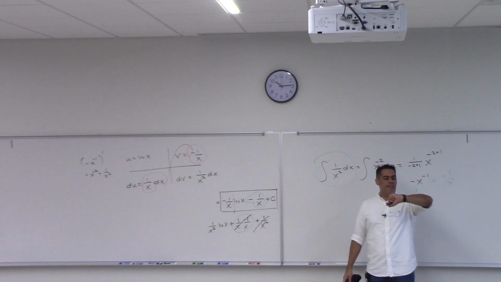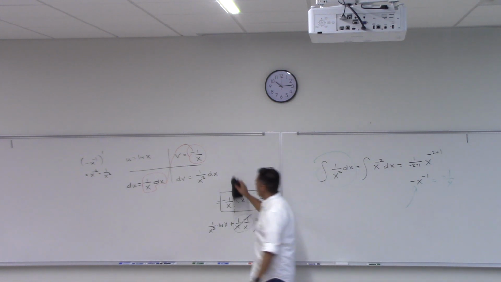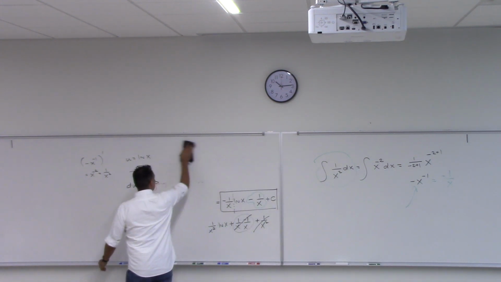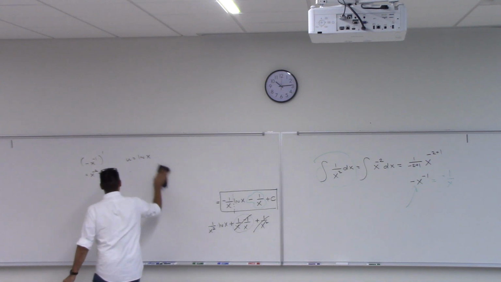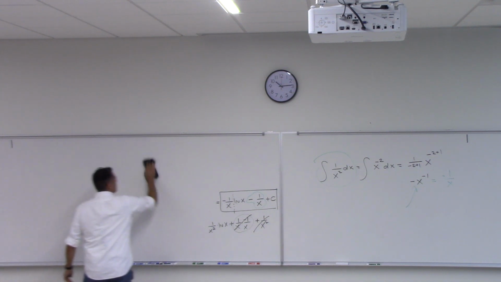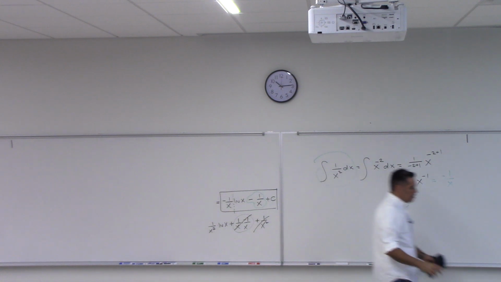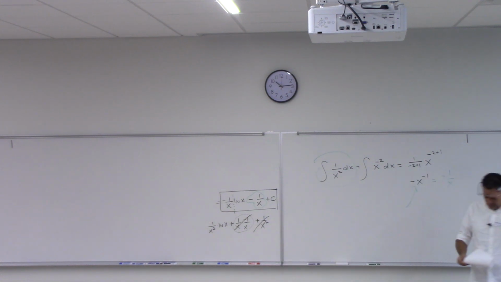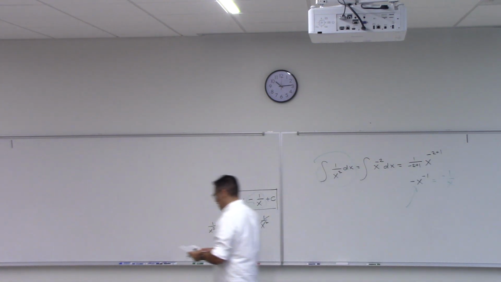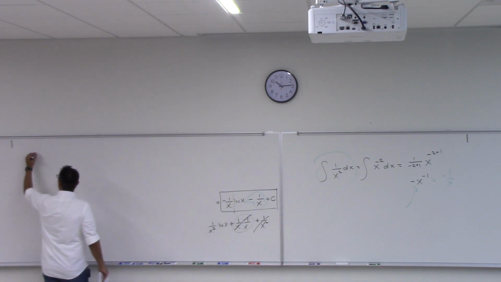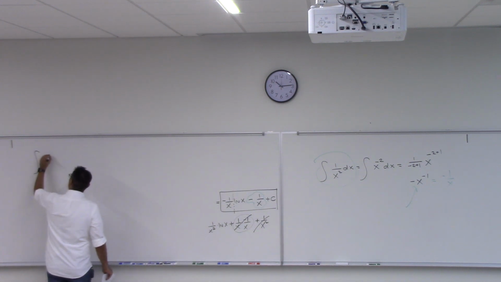How are we doing on time? We're only halfway through class. Only. 12? Okay, let's look at 12. Drum roll. Okay. Good one.